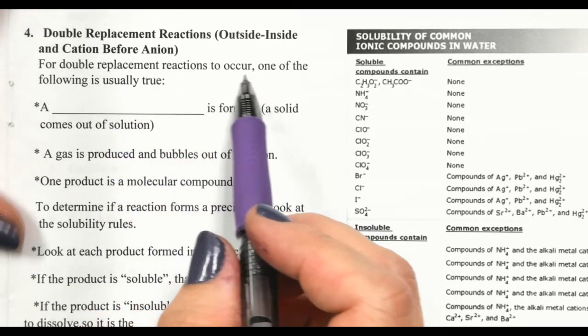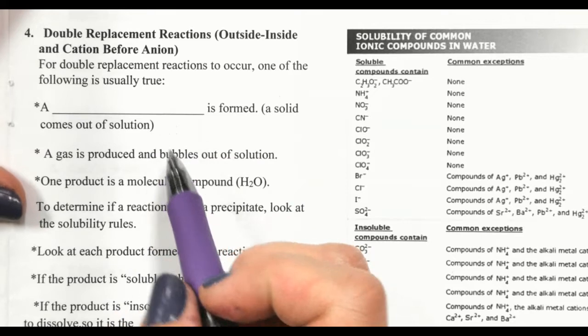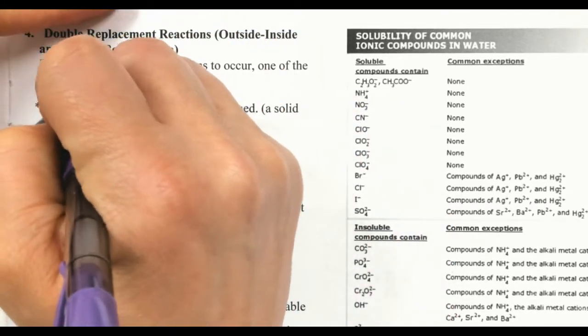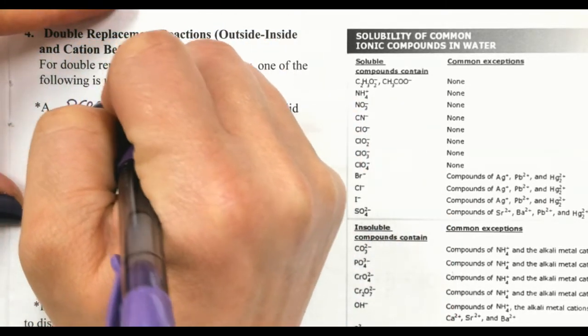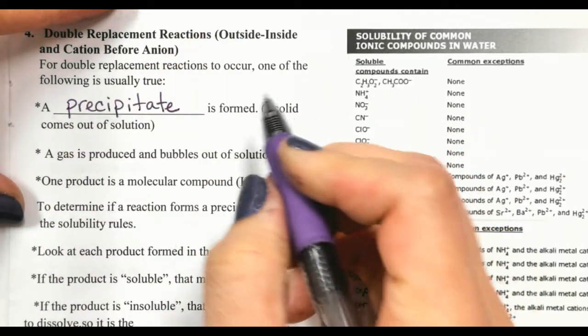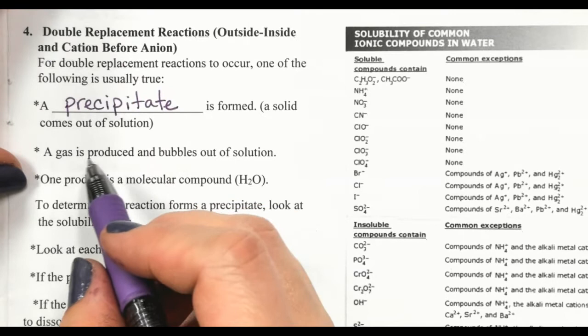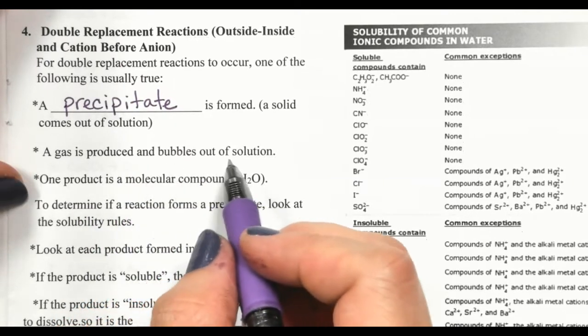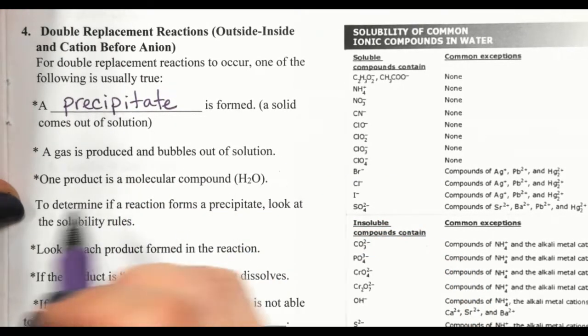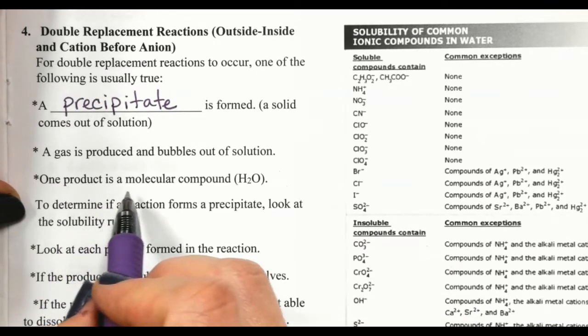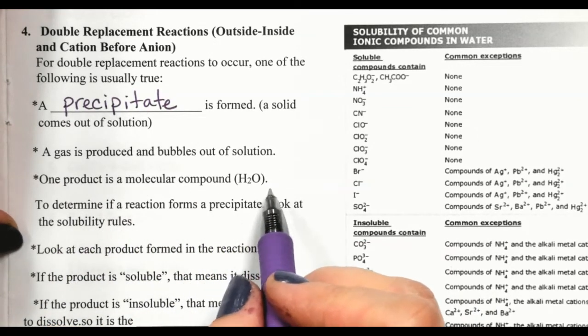For double replacement reactions to occur, one of the following is usually true. A precipitate is formed, so a solid comes out of the solution, or a gas is produced and bubbles out of the solution, or one product is a molecular compound, H2O, water.